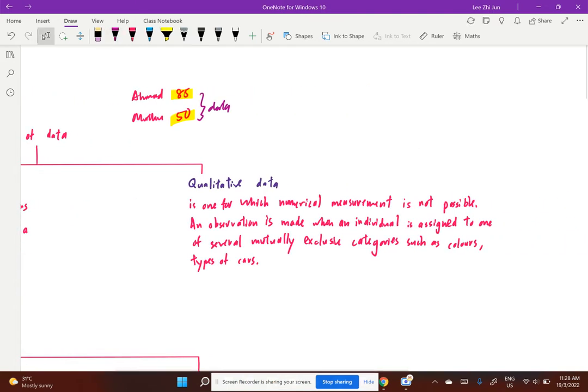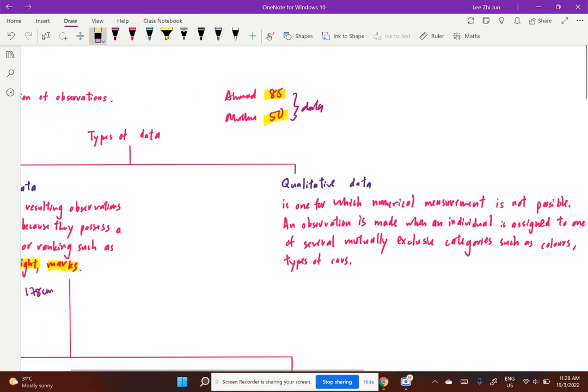While for the qualitative data, you see the colors. Colors you can state, this is purple, this is blue, this is red. You cannot count them. And for the types of cars, you can only say the brand, like Proton, like Honda. You can just state the type, cannot be counted.